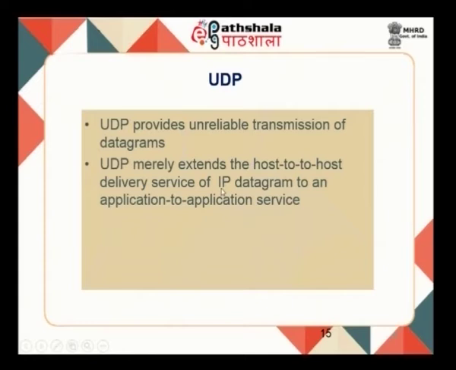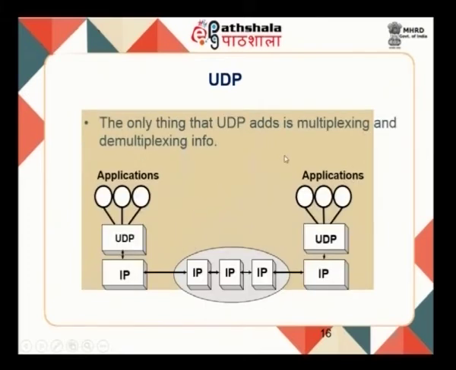That is, IP already provides you a host to host service. On top of that, all that UDP does is identify the application and send it to the correct application. That is, all it does is the basic multiplexing and demultiplexing operation. So, it adds just the information that is required for these two purposes, that is, for multiplexing on one end and demultiplexing at the other end.